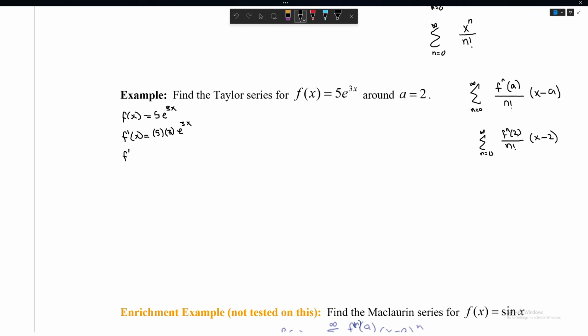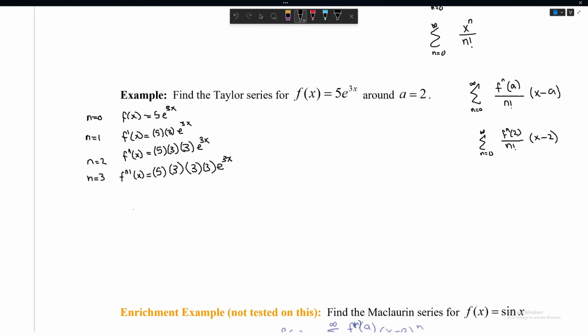Now if I do it again, I get another 3, and e to the 3x. Again, this is the last time I'll do it, since I'm pretty sure you guys can see the pattern that I'm looking at. So this is n equals 0, n equals 1, n equals 2, and then n equals 3. So what are we looking at? First, we know that we'll always multiply by 5.